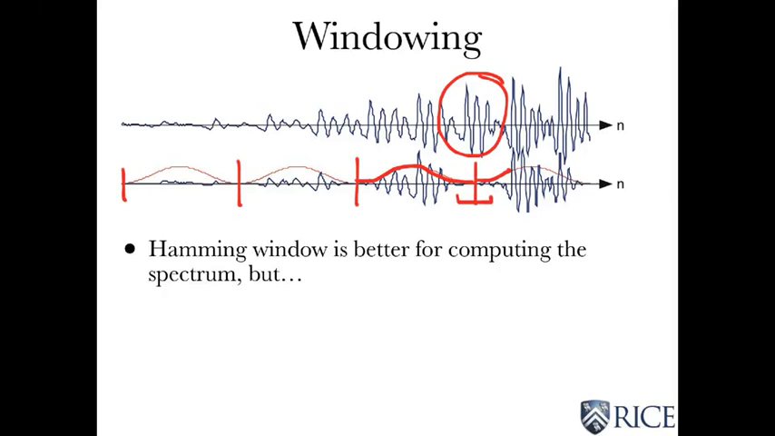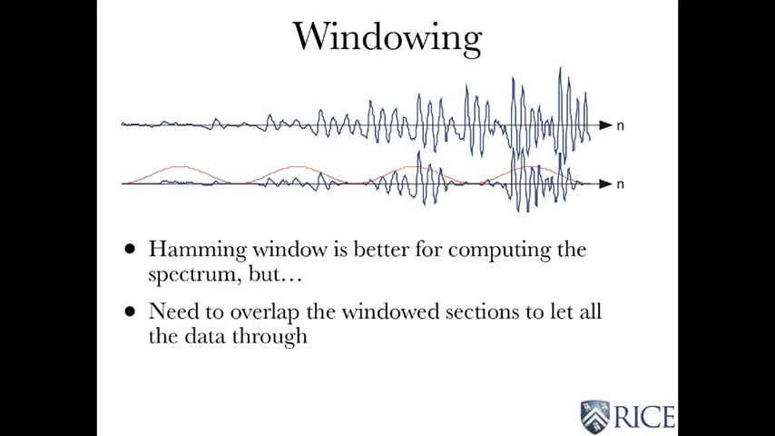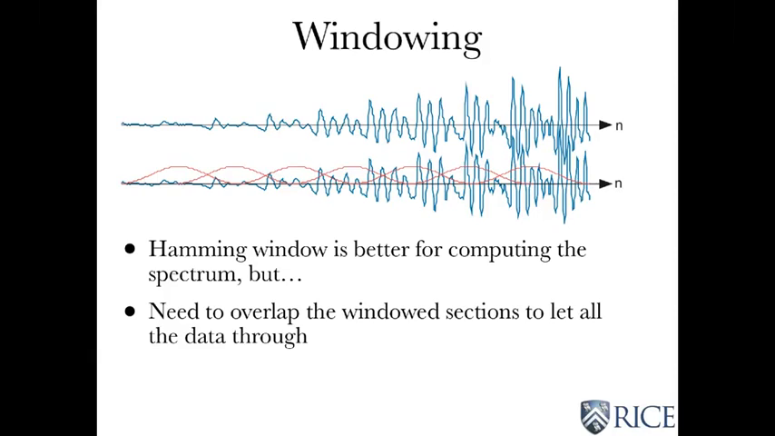How do you fix that? The idea is to use overlapping windows. So the idea is that we overlap the windows one after another, producing a picture that looks more like this. And now all of the signal gets through, and I've overlapped here by a half. Here's the original section length. Here's the next section length. And I've overlapped by a half of the section length.